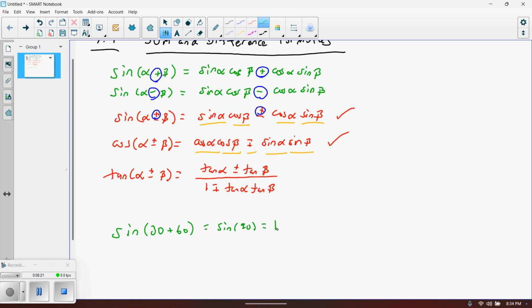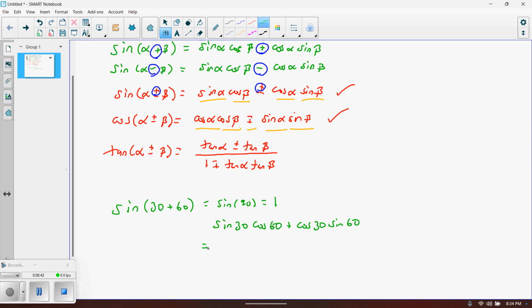So if we were to now utilize our formula, the formula says that this is going to be the same thing as the sine of 30 times the cosine of 60 plus the cosine of 30 times the sine of 60. Okay, the sine of 30 degrees is 1/2. The cosine of 60 degrees is 1/2. Plus the cosine of 30 degrees is the square root of 3 over 2. And the sine of 60 degrees is the square root of 3 over 2. So now simplifying, you get 1/4 here. Simplifying over there, square root of 3 times square root of 3 on top is 3 over 4. 1/4 plus 3/4 is indeed 1.